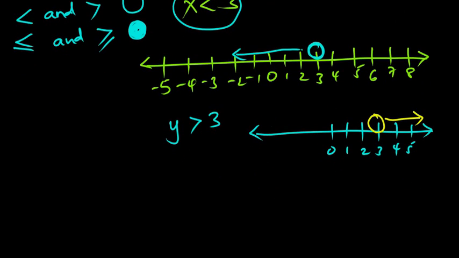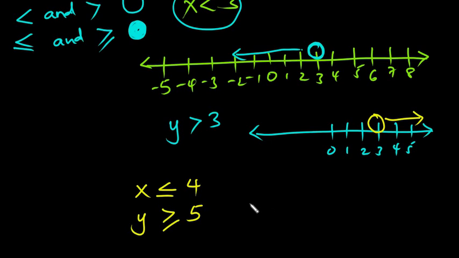Now let's have this. Now let's say x is less than or equal to 4 and, let me use y, let's say y is greater than or equal to 5. So how do we represent these two inequalities?